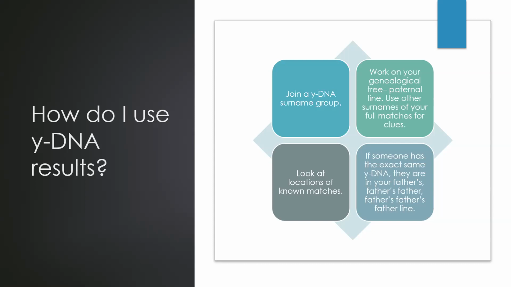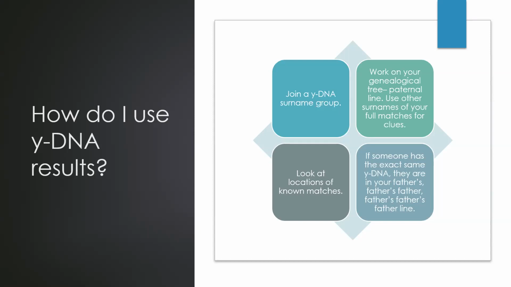Also, you can work on your genealogical tree, your paternal line. So you can use those matches and some of their information and their surnames as clues for you. So let's say that you test and you are a Bergheimer and you join a group and there aren't any other Bergheimers in there. You might want to start investigating some of the other surnames that are in there, because perhaps there's a misattributed parentage or some other event that has you linked to those particular men.